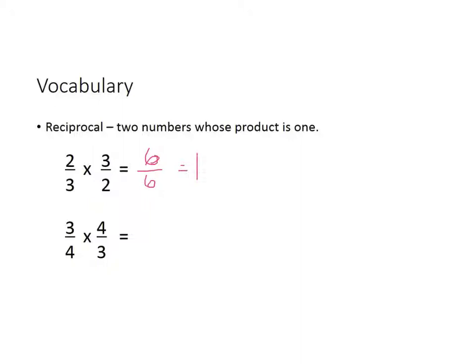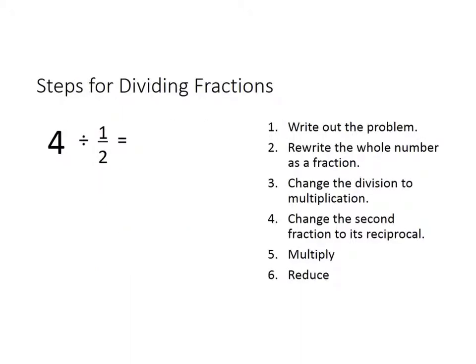Another example, 3/4 times 4/3. Again, the numerator and denominator have simply been flipped, but when you multiply across, you get 12 over 12. And when the numerator and denominator are the same number, it's equal to 1. So a reciprocal of a fraction is simply flipping the numerator and denominator around. Now, steps for dividing whole numbers by fractions. Our example is 4 divided by 1/2.